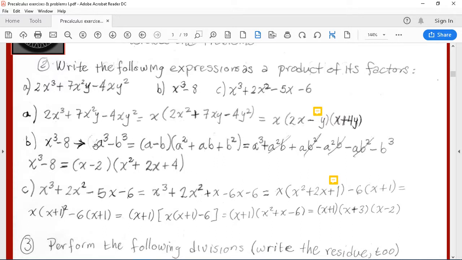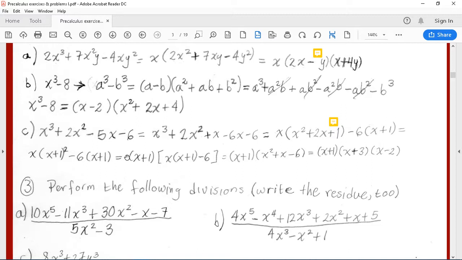So the factors of a cubed minus b cubed are a minus b times a squared plus ab plus b squared. So that leaves us with x cubed minus 8 being equal to x minus 2 times x squared plus 2x plus 4, where a is x and b is 2.